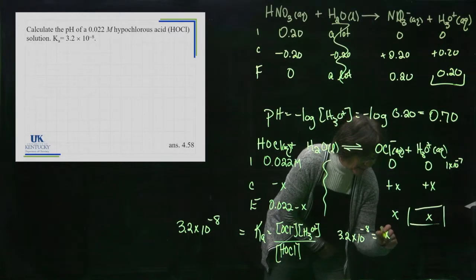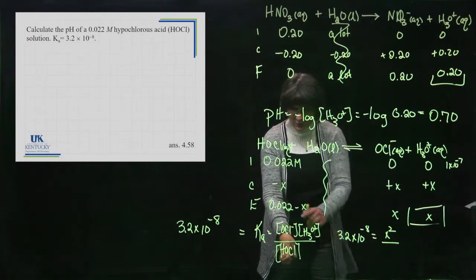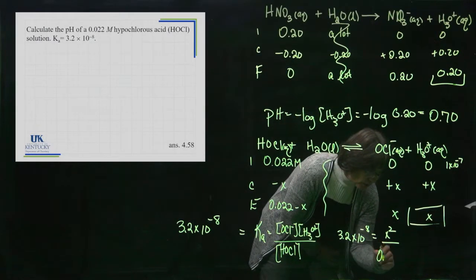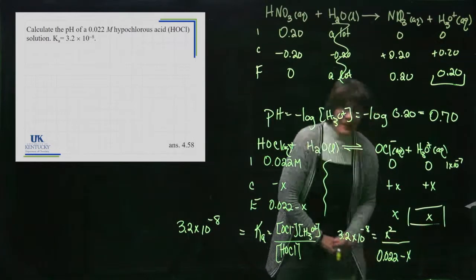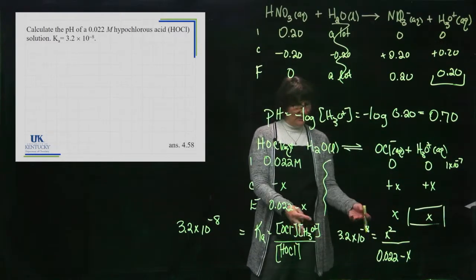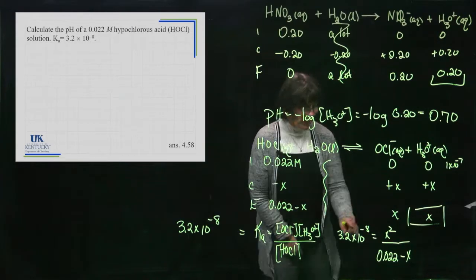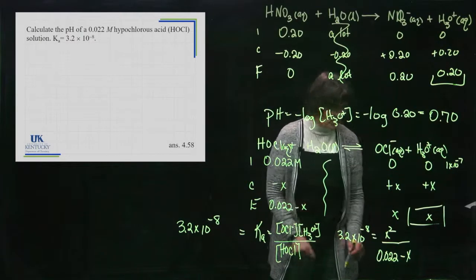So I'll call it x times x, which is x squared, divided by this, which is sitting right here, 0.022 minus x. Now, I don't want to use the quadratic equation if I can avoid it. So I look at this and say, can I avoid it? Well, when our k is real small, our x is real small. I'm not getting much of it reacting.